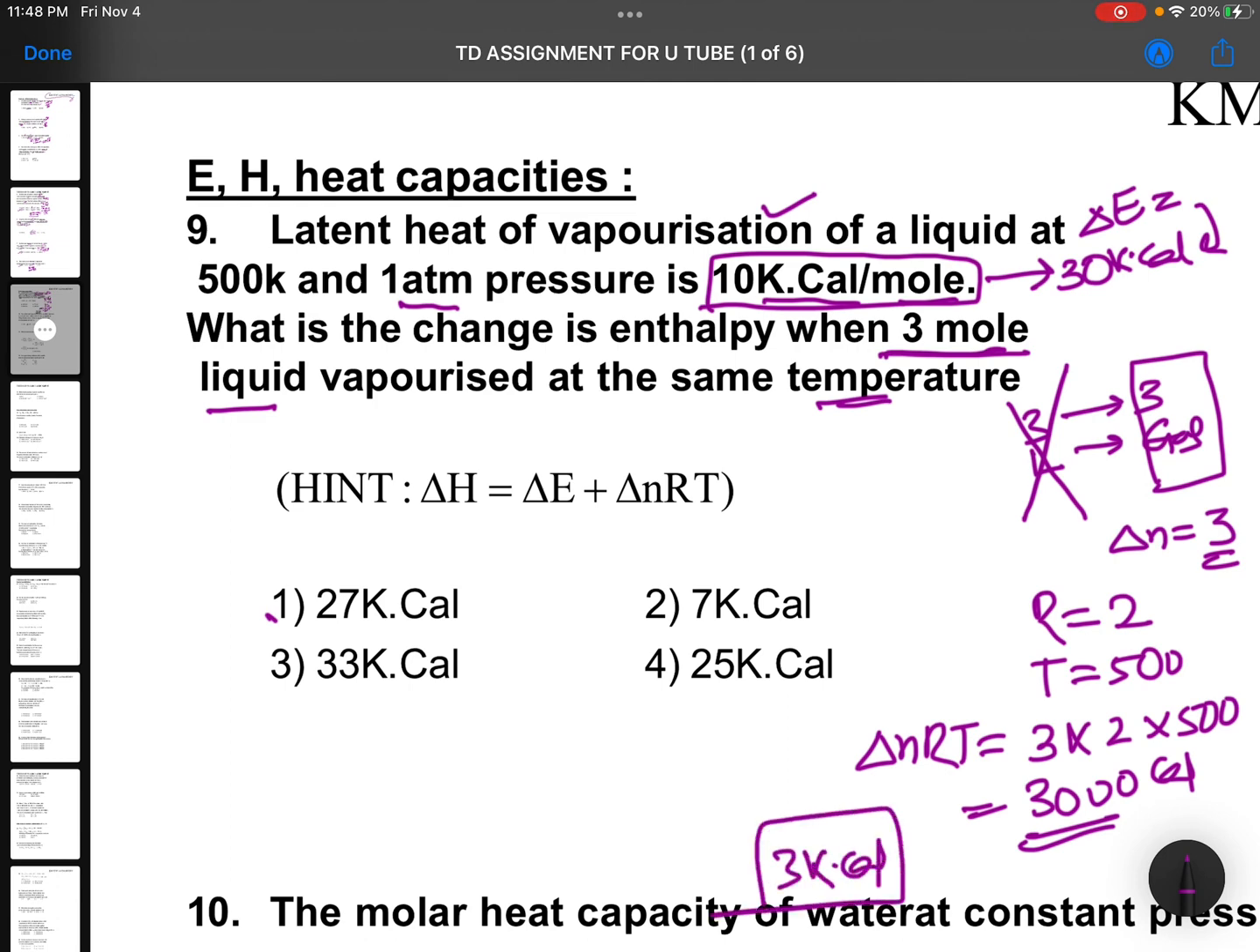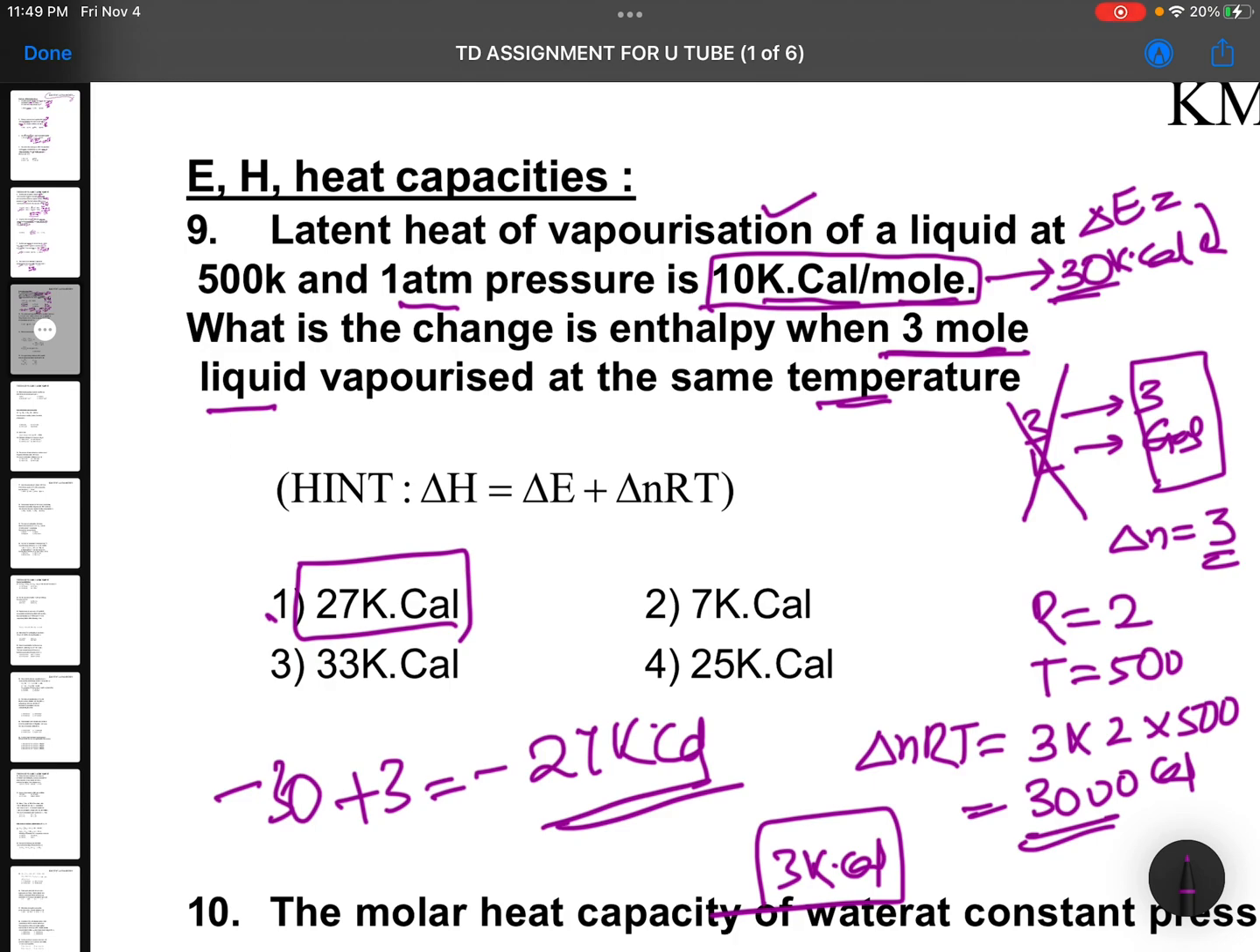Got it? So delta nRT, delta n is positive. Already the released energy is minus 30 and you are adding plus 3, so this will become minus 27 kilocalories. Sign is not mentioned, so here you can take minus 27.